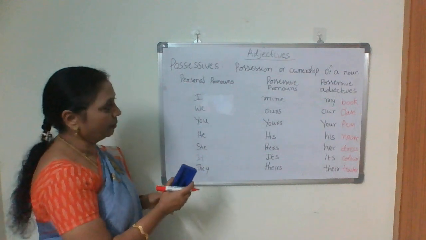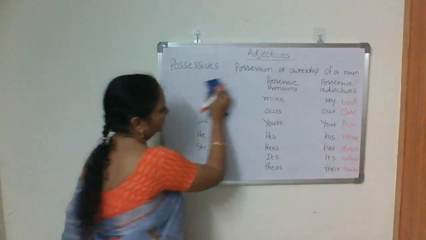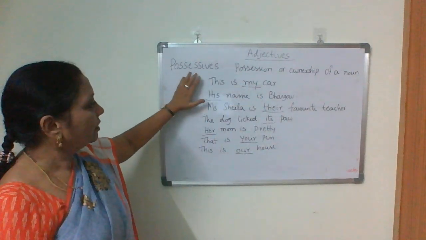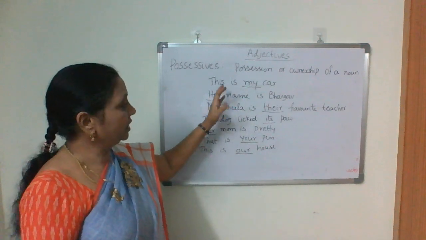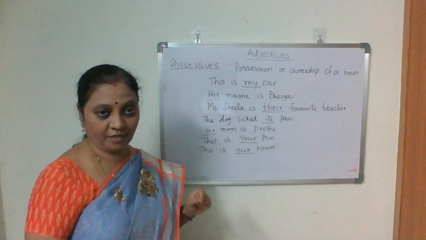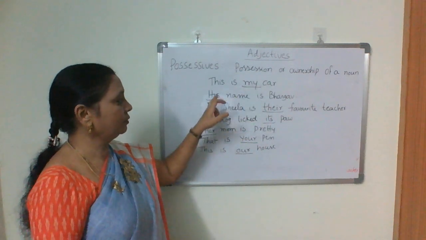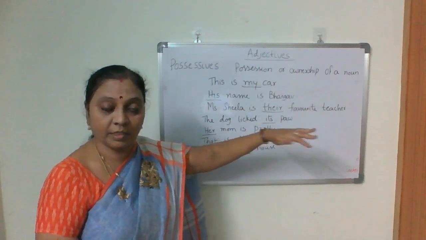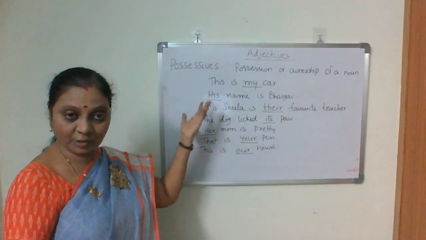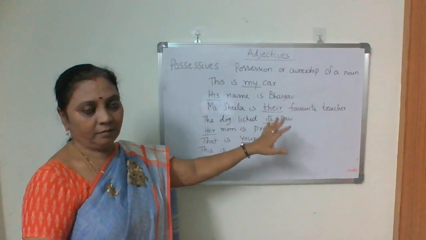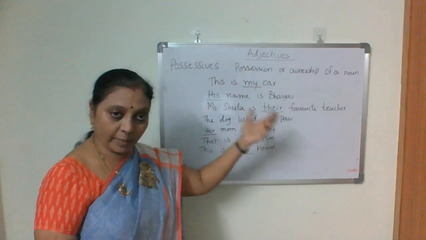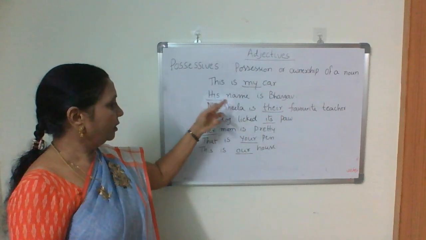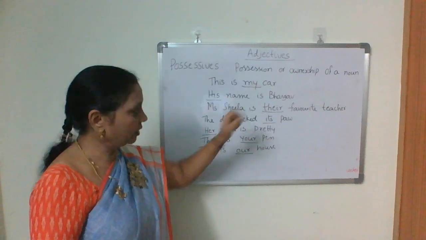Now, I'll give some more examples next. So, look at these examples. Okay. This is my car. Possession. My car. After these words, you observe, immediately these adjective words are followed by nouns. That is very important and that way you can distinguish between possessive pronouns and possessive adjectives. This is my car. His name is Bhargav. His name. Okay. His, after that, name is noun. Car, noun.